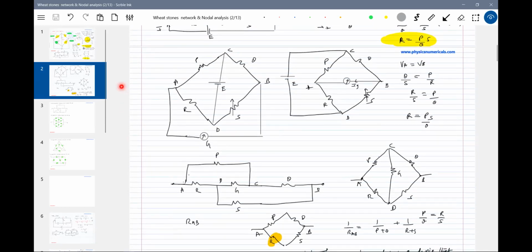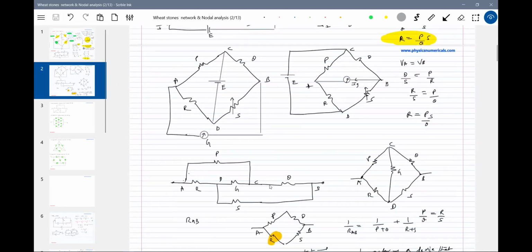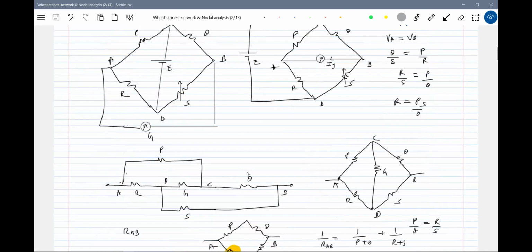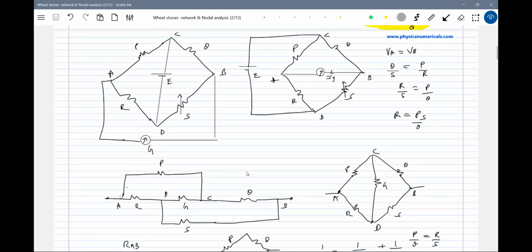Okay, look at the condition now. I have brought one simple case. I can interchange the position of the galvanometer and cell, you can see. Still, the ratio P by Q equal to R by S will be valid.